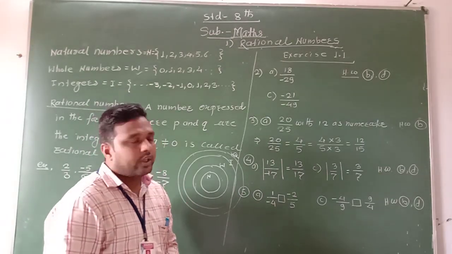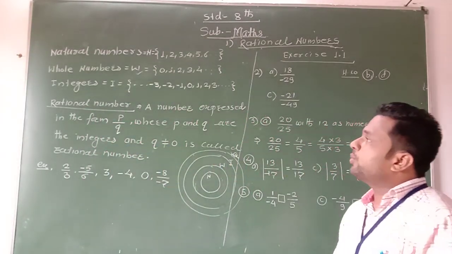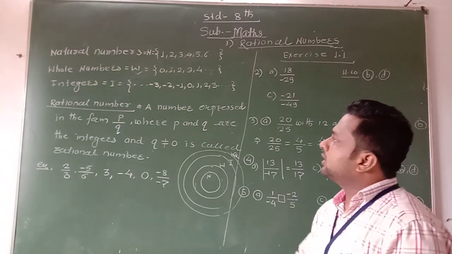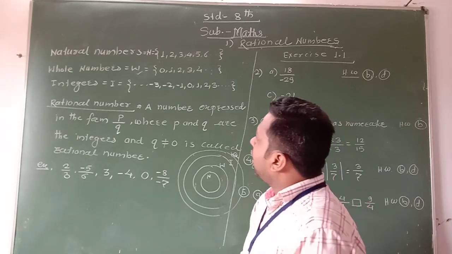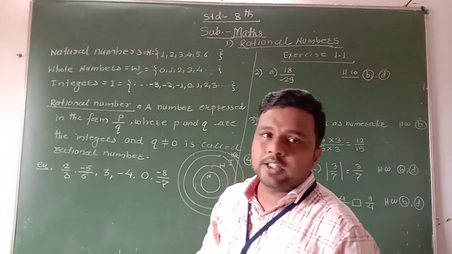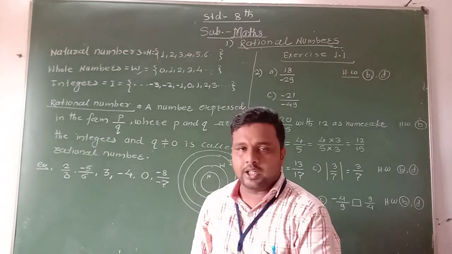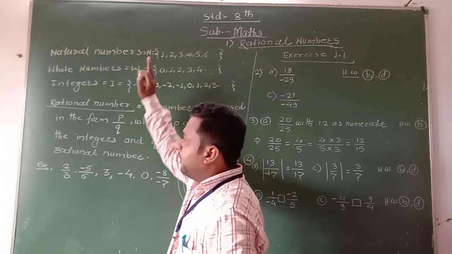Now, the introduction for this lesson is, first I am going to explain the types of numbers. The first type is the natural number. Now what is a natural number? The counting numbers 1, 2, 3, 4, 5, 6 are called natural numbers, and they are represented by capital N.